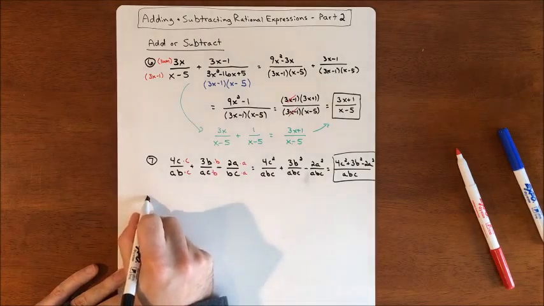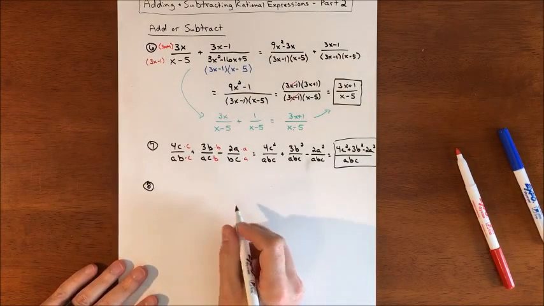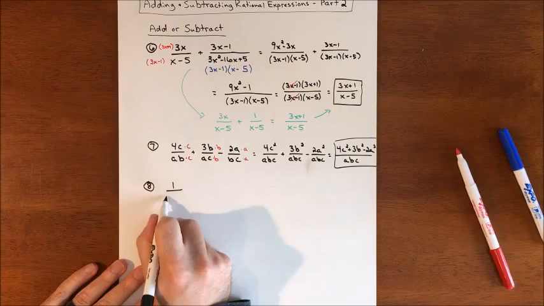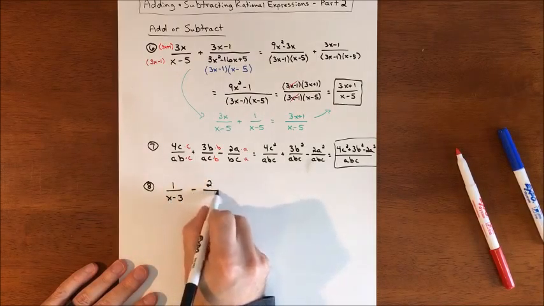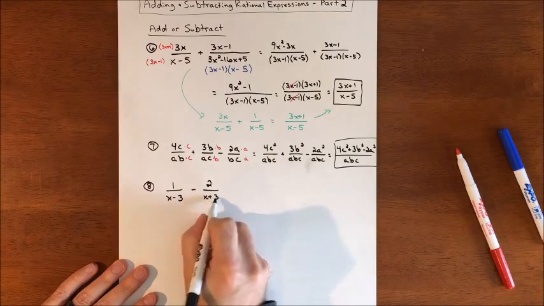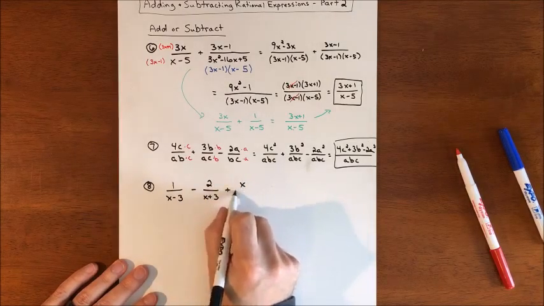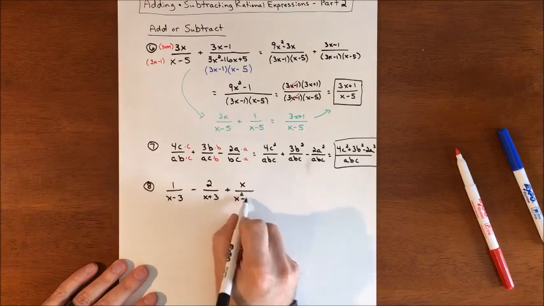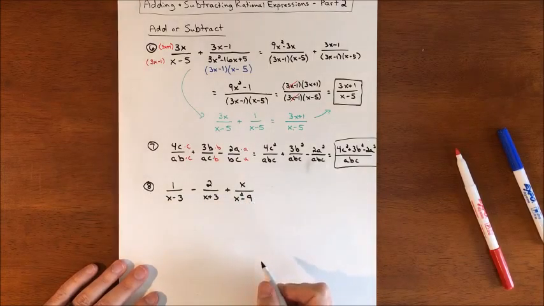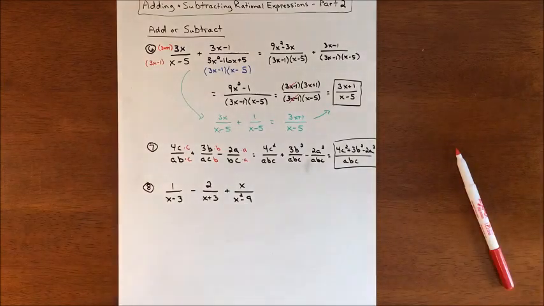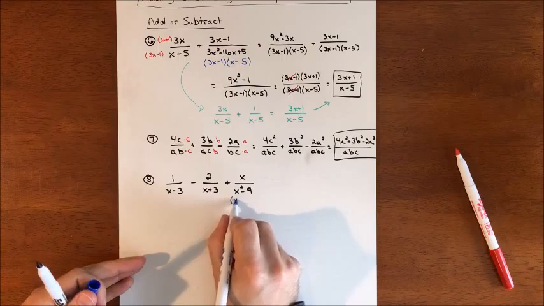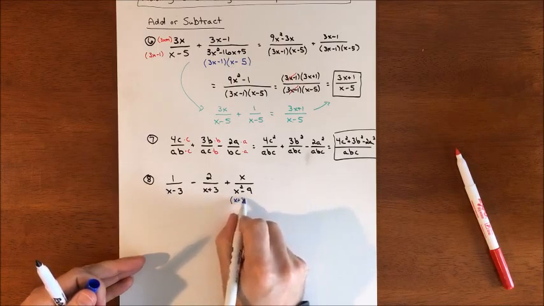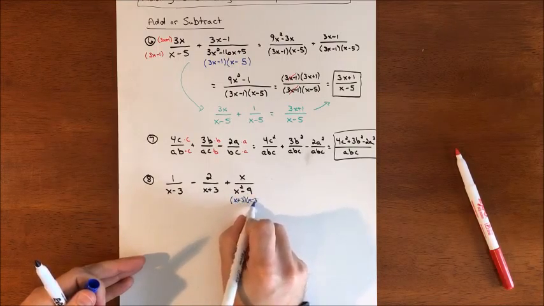Alright, let's do another one. So if we have 1 over x minus 3 minus 2 over x plus 3 plus x over x squared minus 9. If we are looking to put this fraction together, we need our common denominator. First thing I'm going to look to do is take anything that I can in the denominator and factor it. This is a difference of squares, so it's x plus 3, x minus 3.